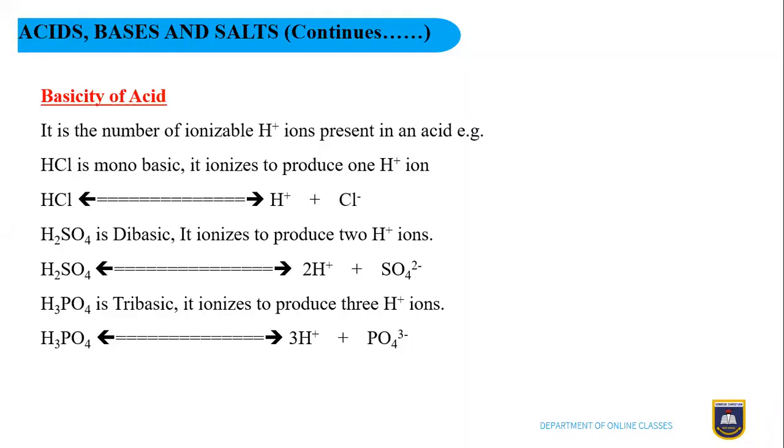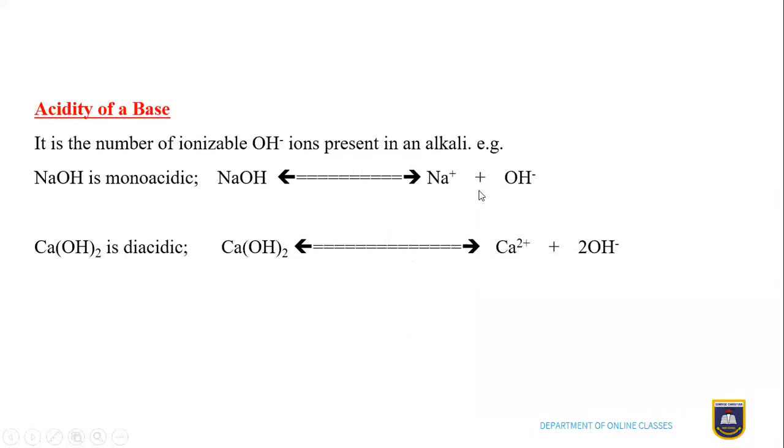It's just like when we talk about the conjugate acid of a base and the conjugate base of an acid. Remember, the conjugate acid of a base is a species formed when the base accepts a proton. The conjugate base of an acid is a species formed when the acid donates a proton. You see that kind of interchanging of things. It's the same theory here. So we have basicity of an acid, then we have acidity of a base. This one is the number of ionizable OH minus ions present in an alkali.